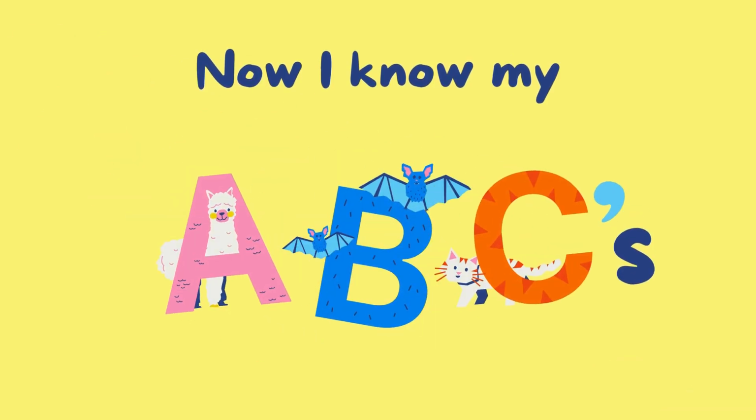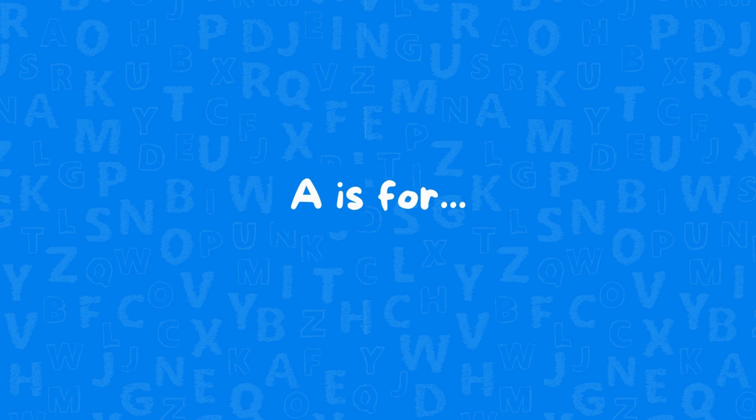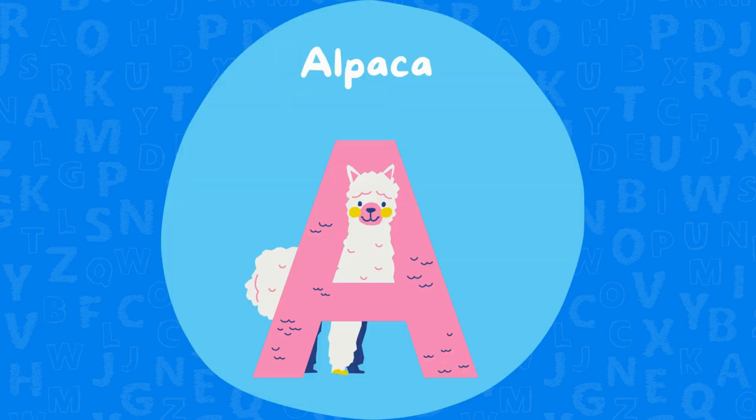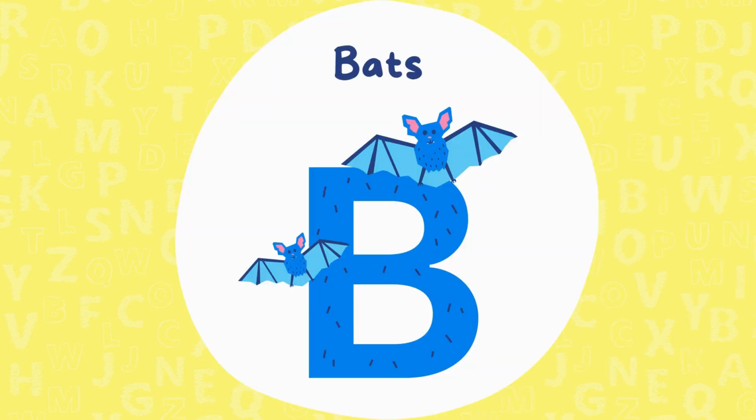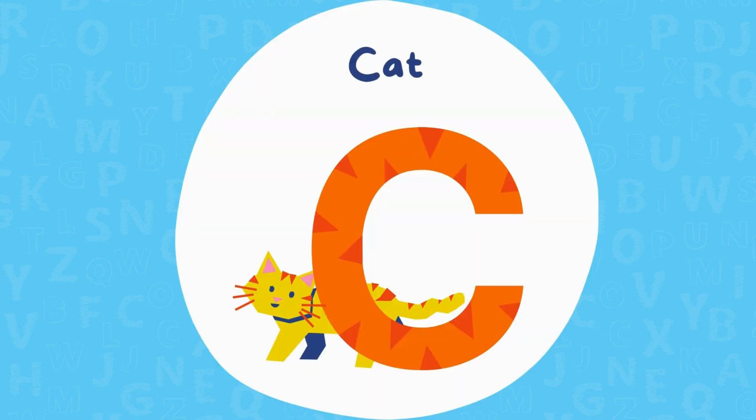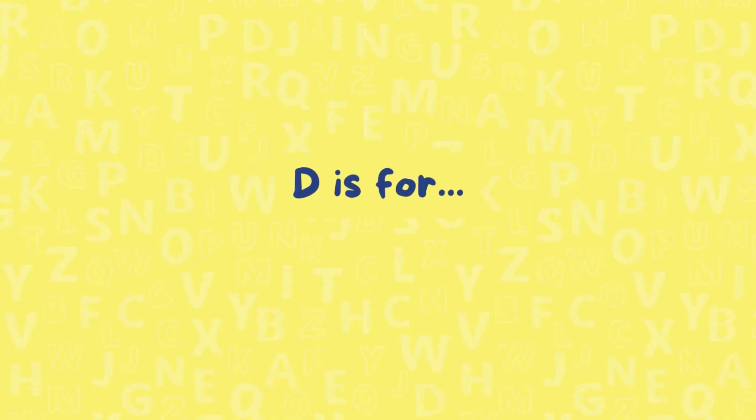Let's learn English alphabets. A stands for alpaca. B stands for bat. C stands for cat. C is for cat. D stands for deer.